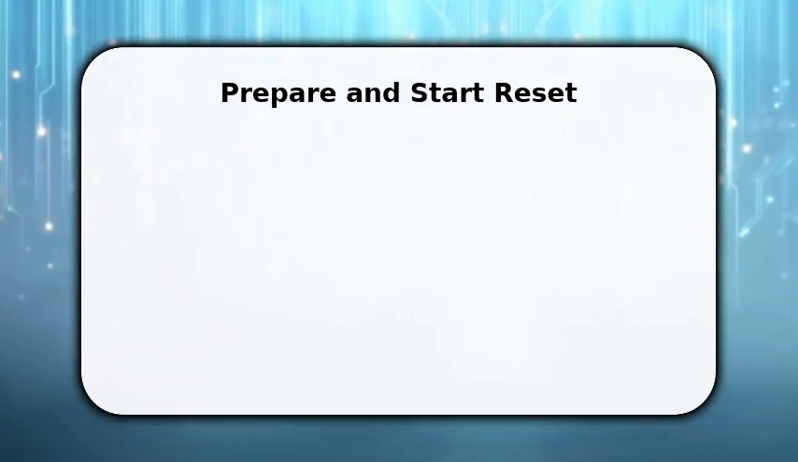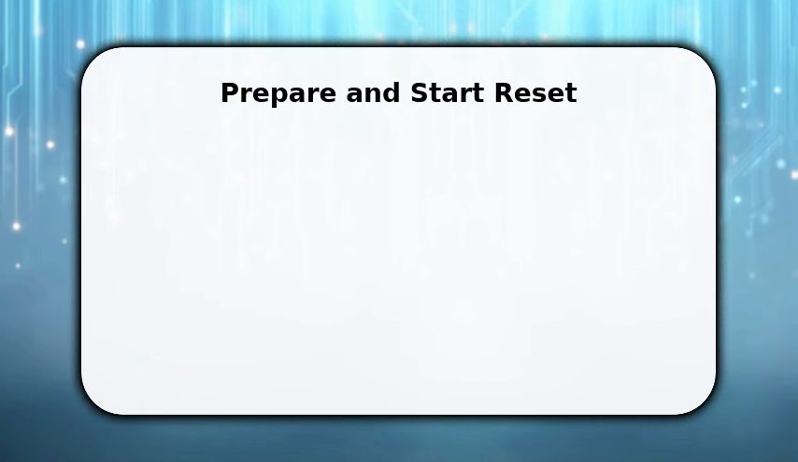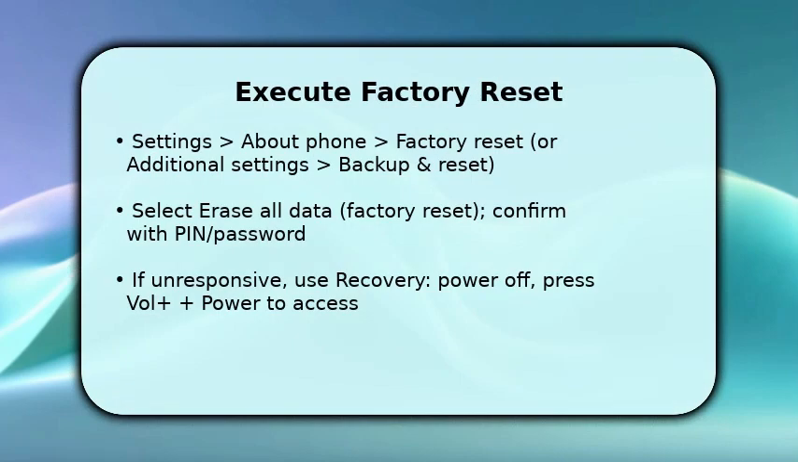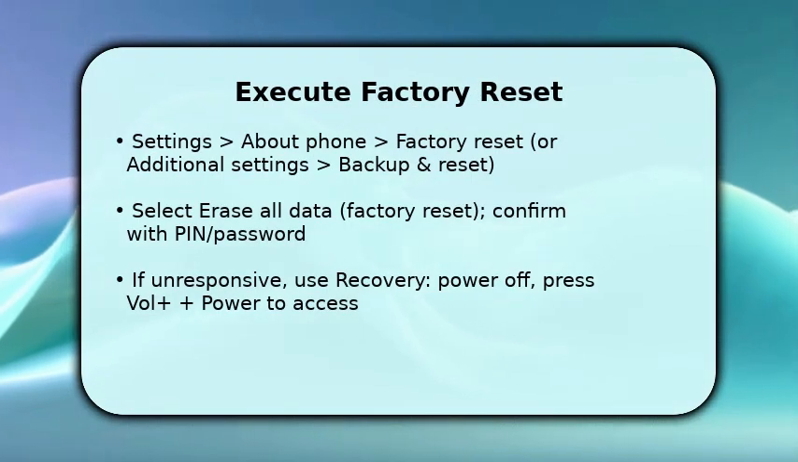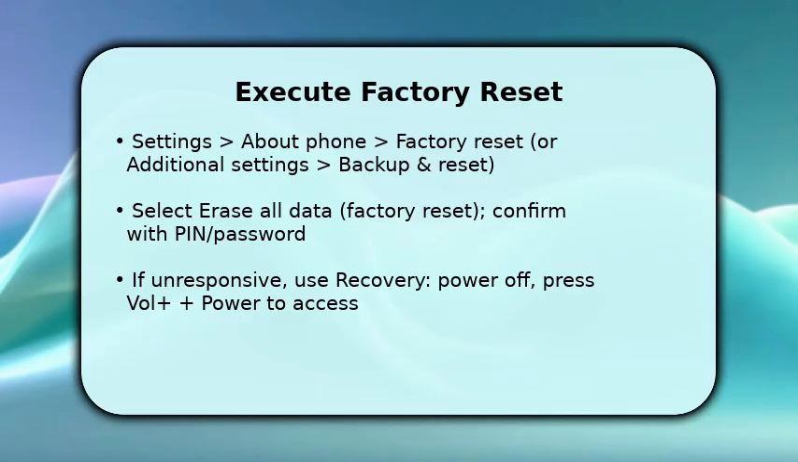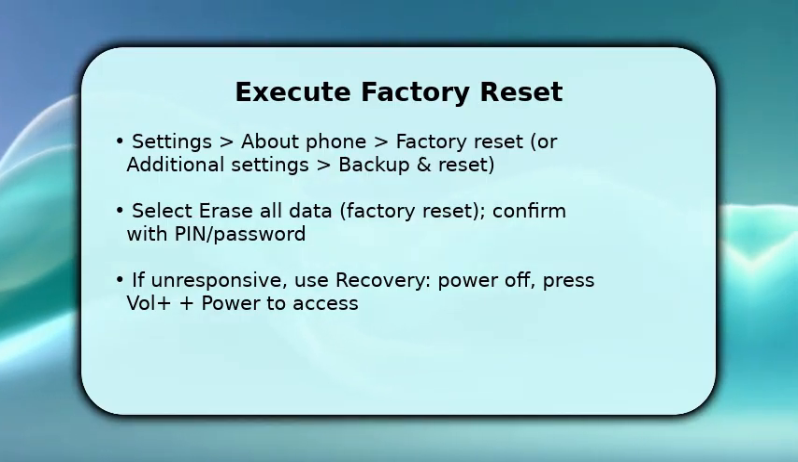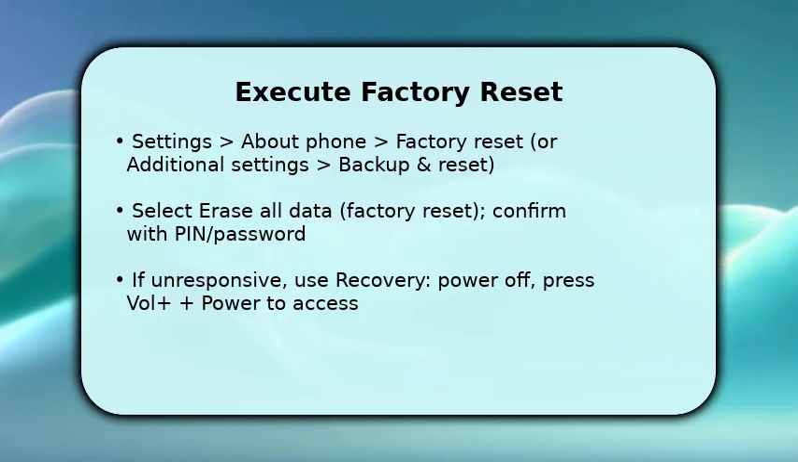Now open Settings and find About Phone to access the reset options. You move into the execution phase with precise steps and alternatives. In Settings, go to About Phone or Additional Settings, then Backup and Reset and choose Erase All Data. Confirm with your PIN or password so the process starts.